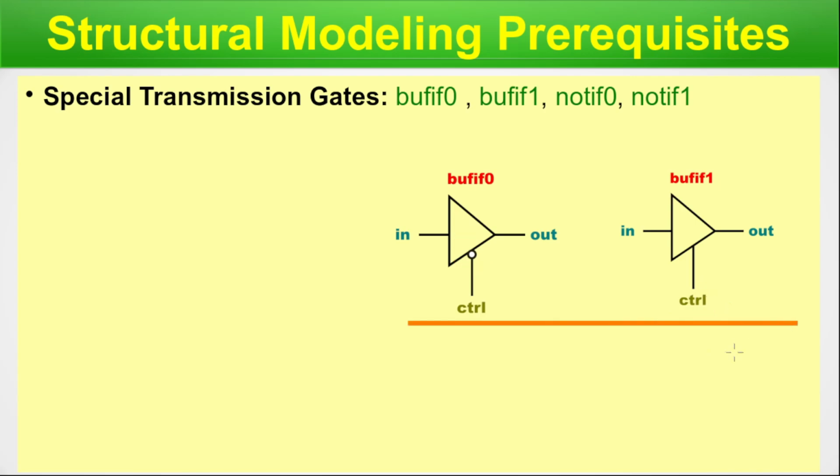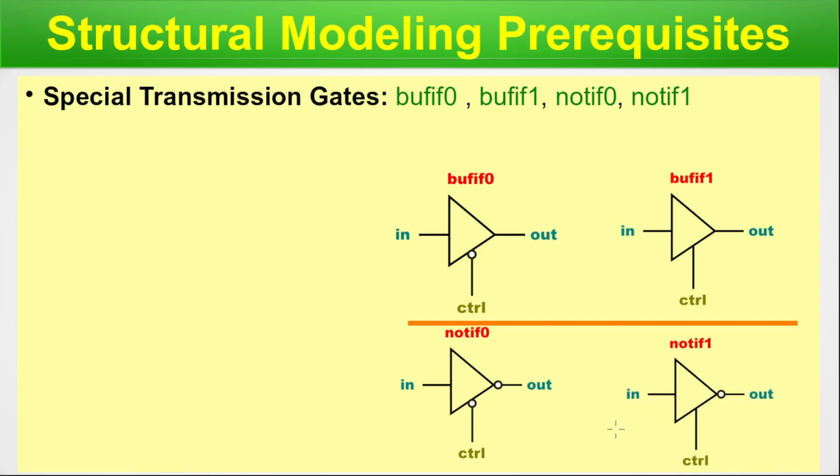Now for the not if 0 and not if 1, this bubble is common because of the not, and because of if 0, here it is a bubbled input for the control input, and here the direct control input. So this is a structural difference with a basic buffer and the basic NOT gate.